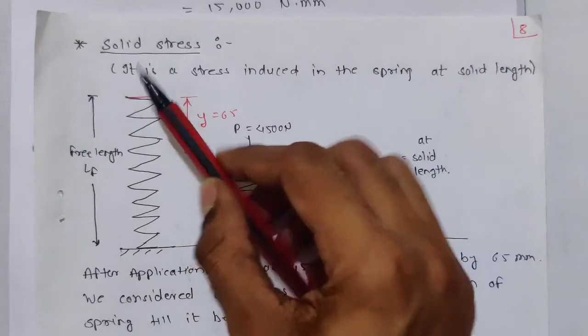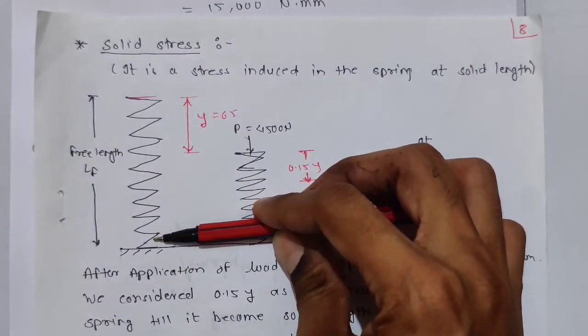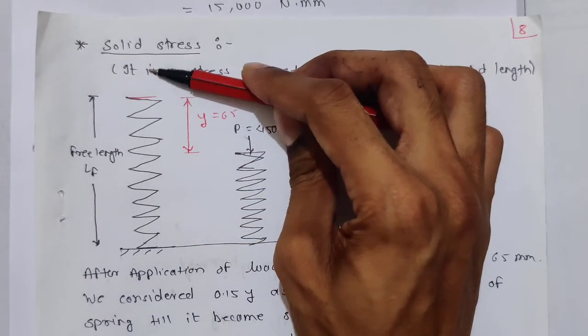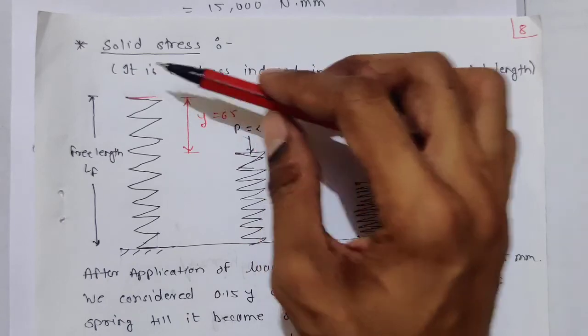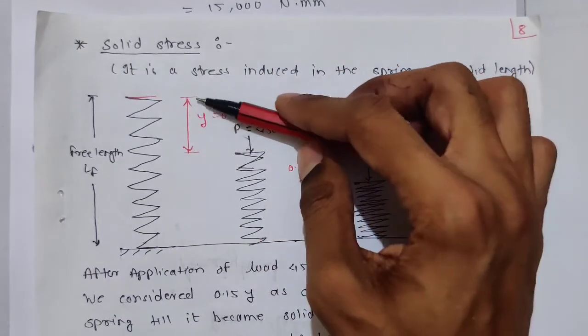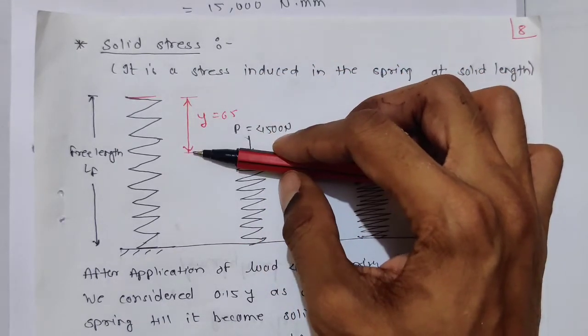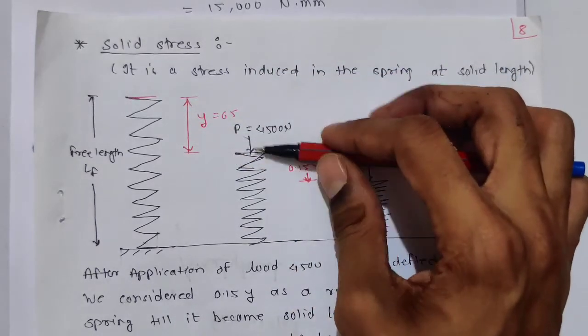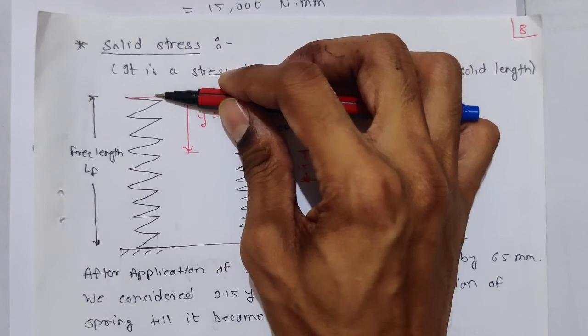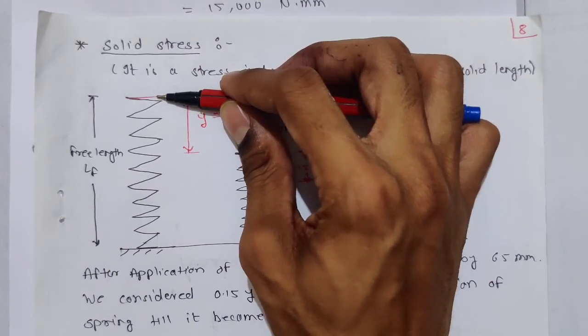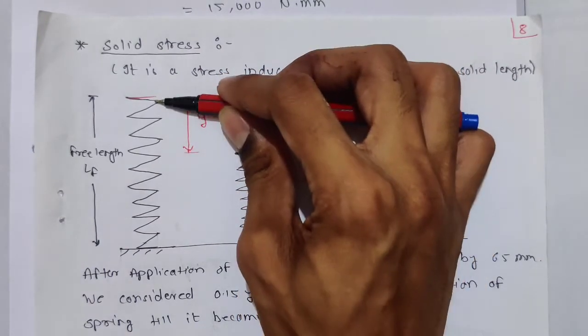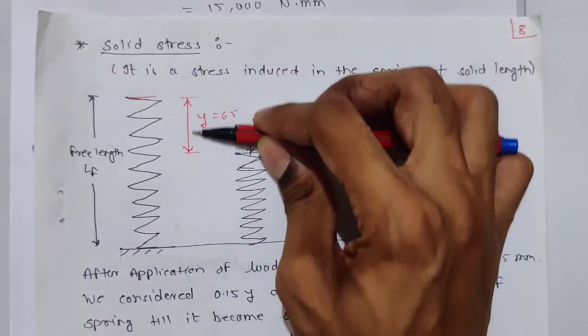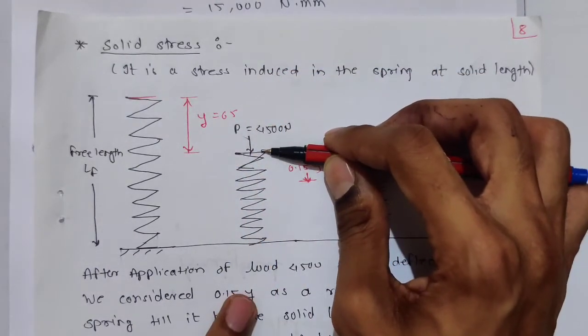Just understand, this is the free length. We applied the maximum load of 1200 Newton. At that time the deflection was 25 mm, so it deflected by 25 mm and came over here. We are applying P max, and the spring is moving like this. It is deflected by this, but it is not the solid stress.